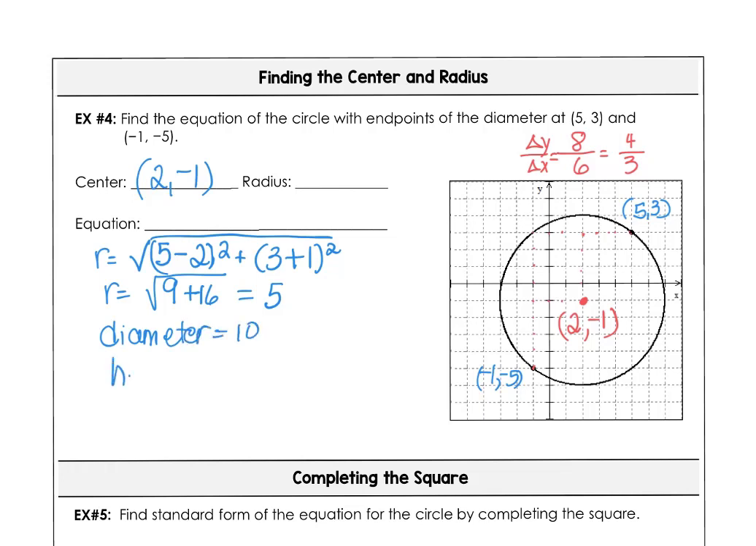And we know that our (h, k) is (2, -1). So the radius was 5. Then our equation is (x minus 2) quantity squared plus (y plus 1) quantity squared equals 5 squared, so 25. So that's fairly simple.